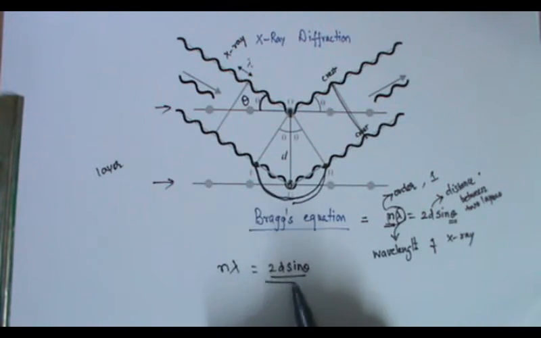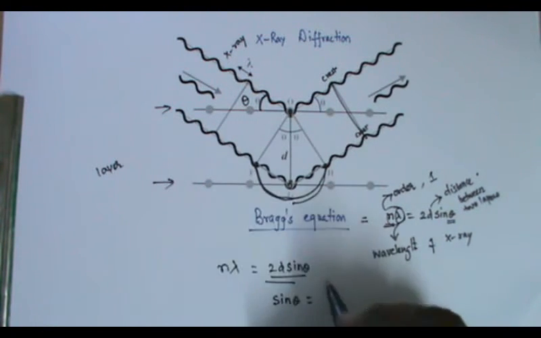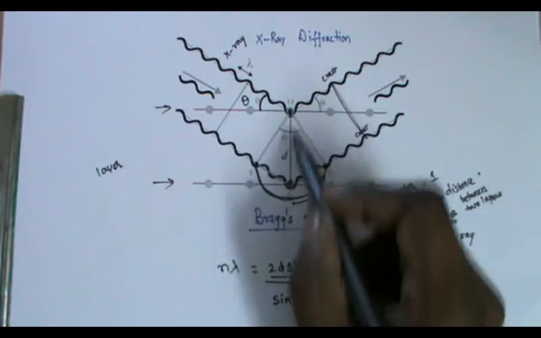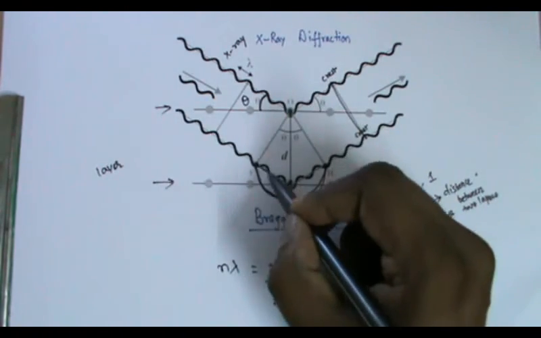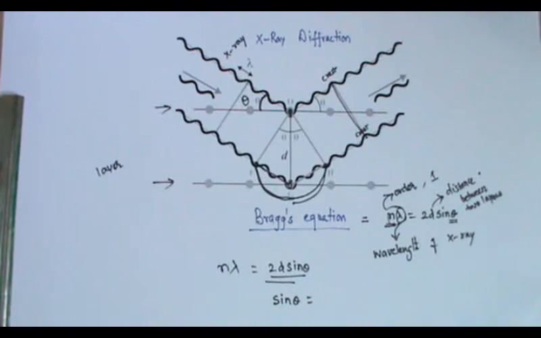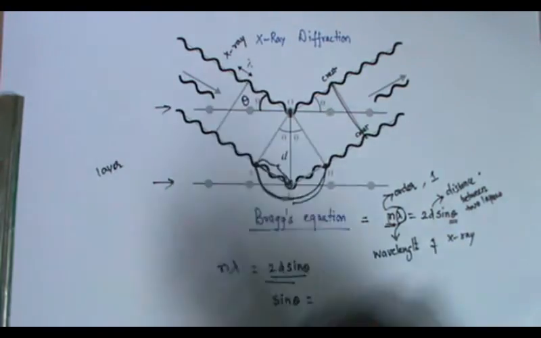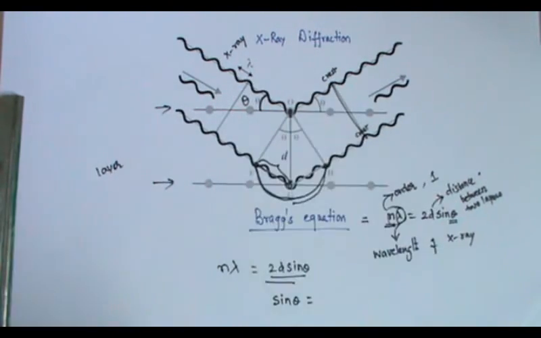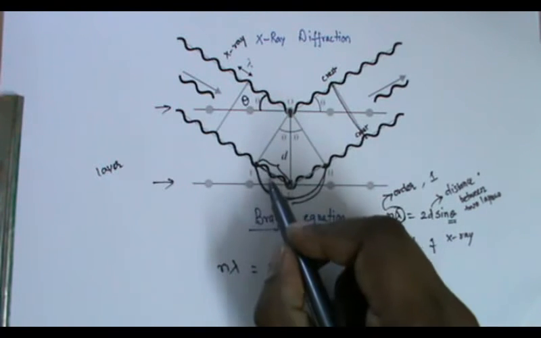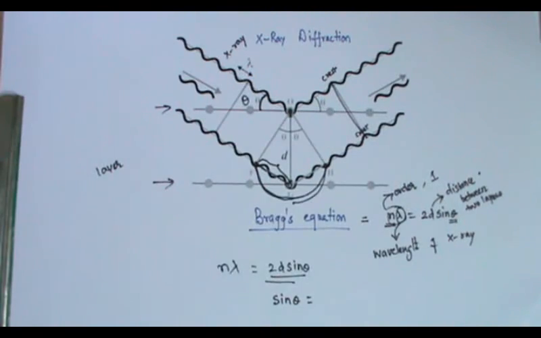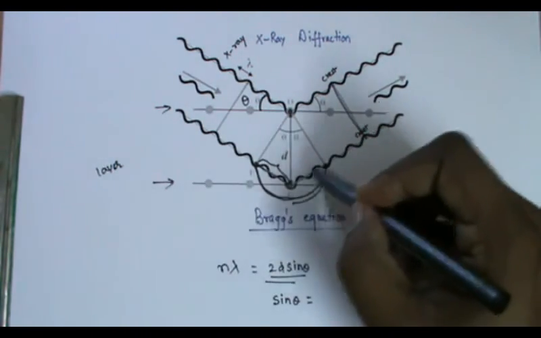How do we get this? You may know sine theta is given as opposite side, that is this one, divided by this one. So sine theta is this distance divided by this distance. If you go for this, you will get only half of this. If you go for sine theta, you can find only this. So I say this is half of the extra distance traveled by the X-ray. So what I do, I go for this also.